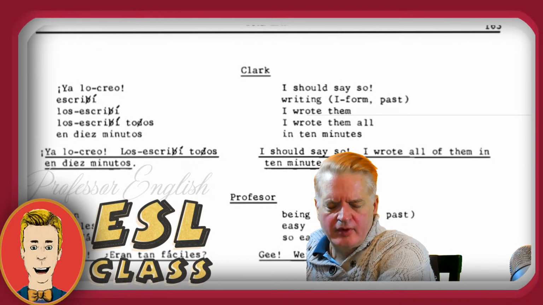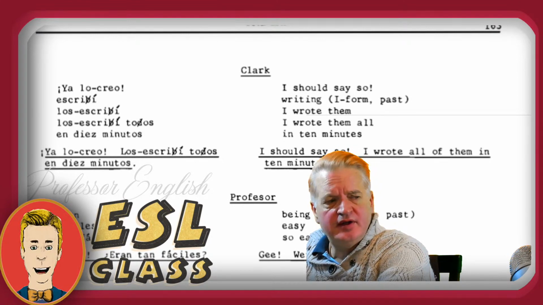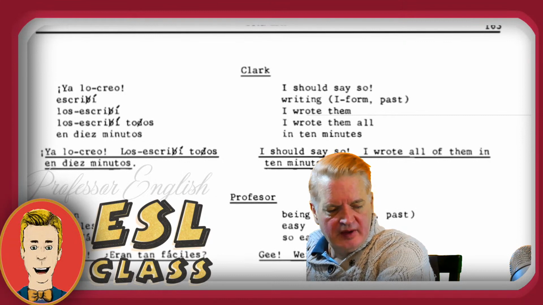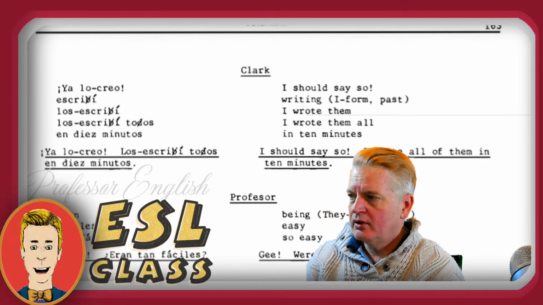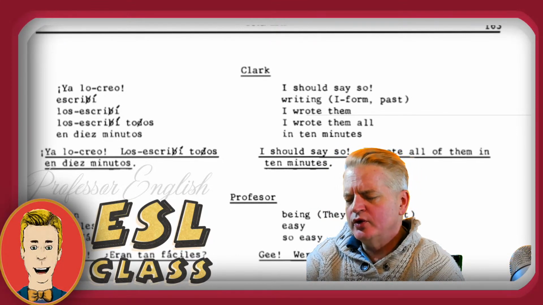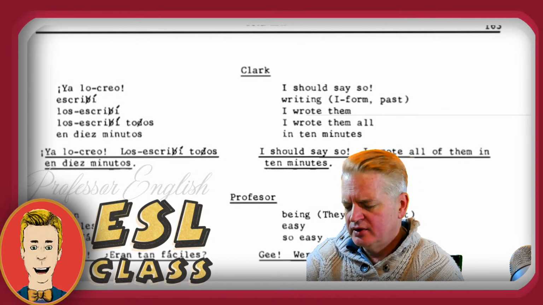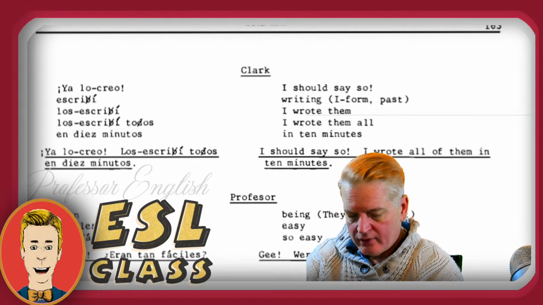No, señor, no entiendo la frase número 4. No, sir. I don't understand sentence number 4. La frase. ¿De cuál ejercicio? From which exercise? Del ejercicio número 6. From exercise number 6.